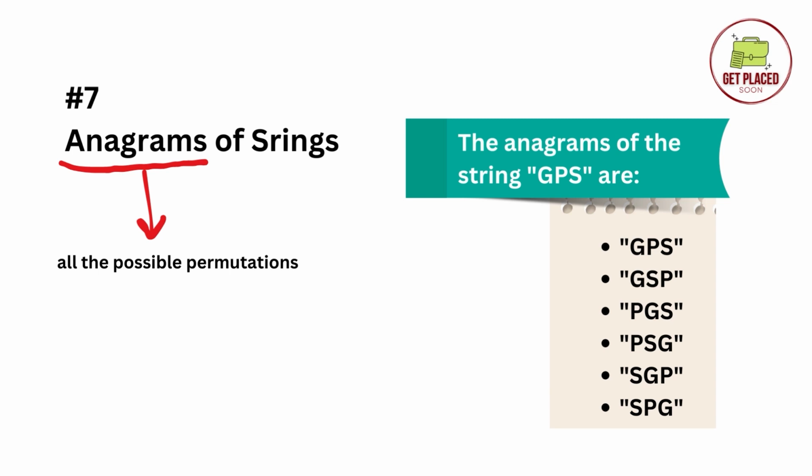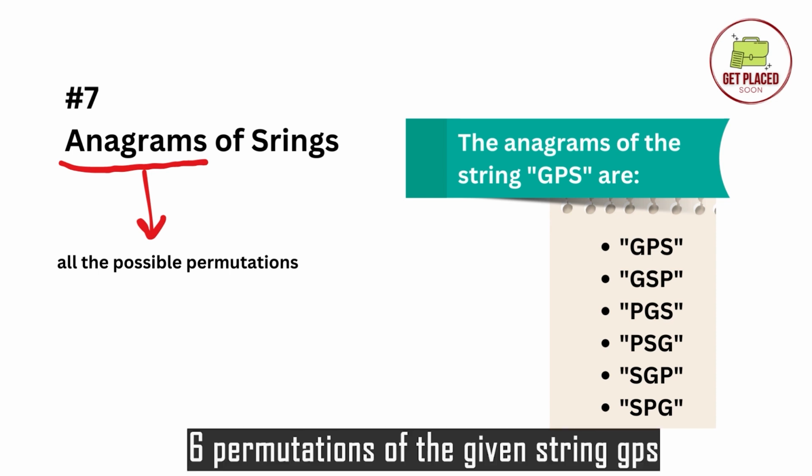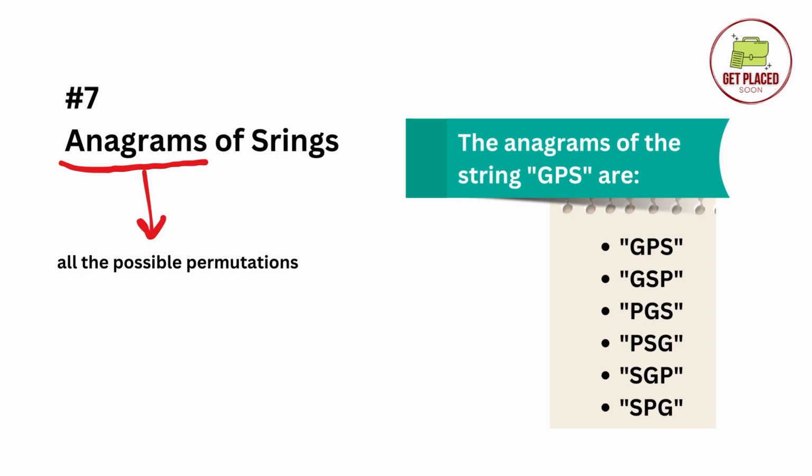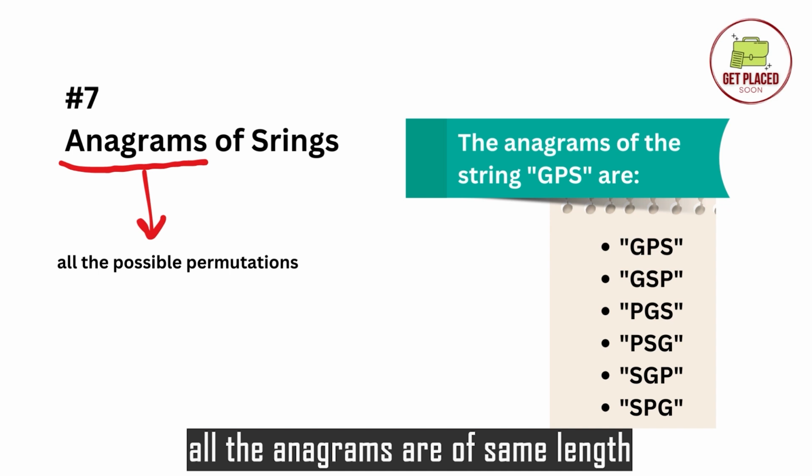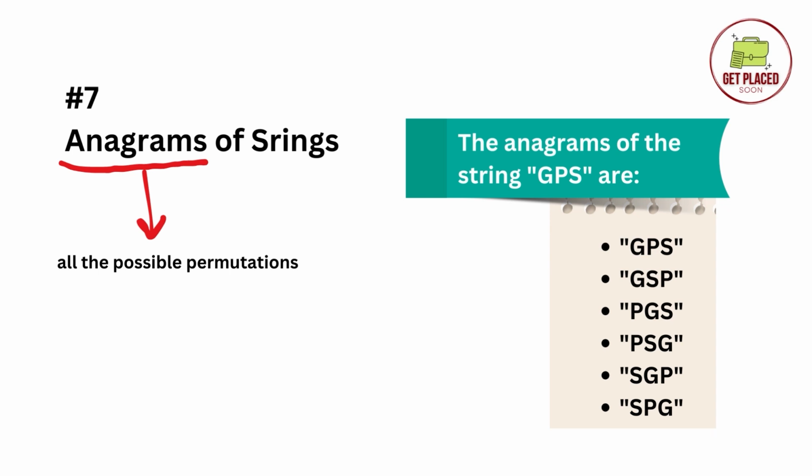On the right side you can see in the example, for the example string GPS, the anagrams are GPS, GSP, PGS, etc. So with the letter G we have two anagrams. With the letter P we have two. With the letter S we have two. In total we have six anagrams, so we have six permutations of the given string GPS. You can also notice all the anagrams are of the same length. These are the permutations, right? So everything will be of the same length.